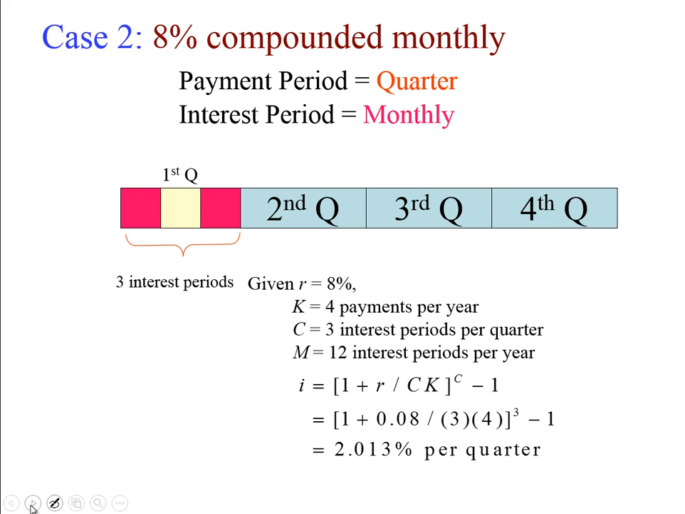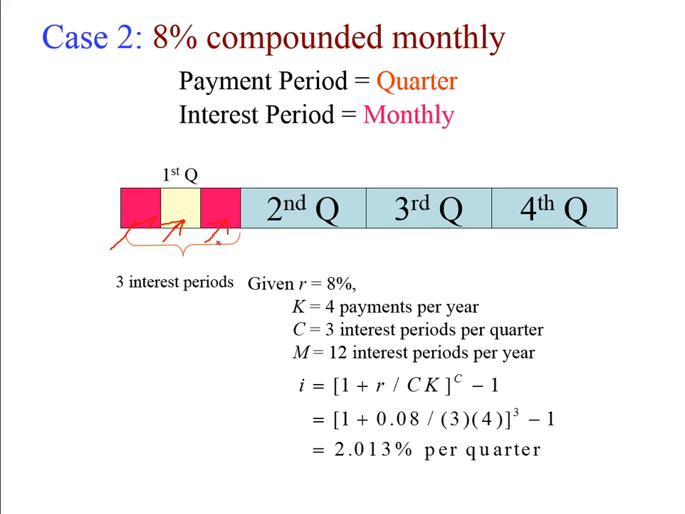What if it was discrete compounded monthly and the payment is quarterly? So now we have 3 interest periods within that payment period. We have 4 payment periods per year, 4 quarters. We have 3 interest periods per quarter. That's 3 months per quarter.